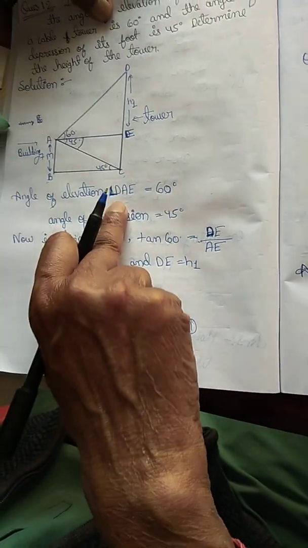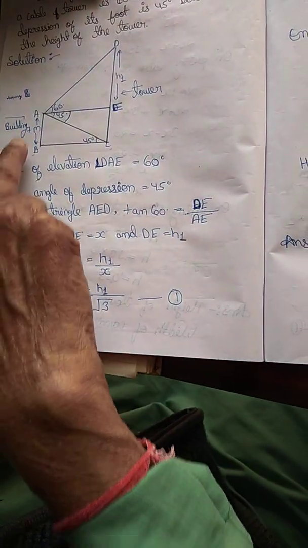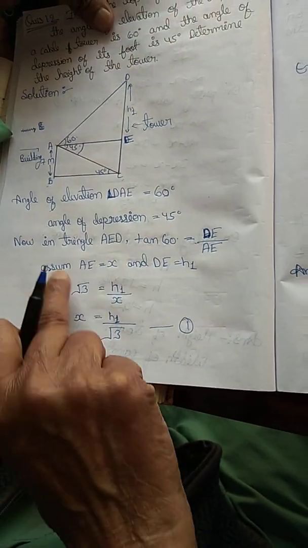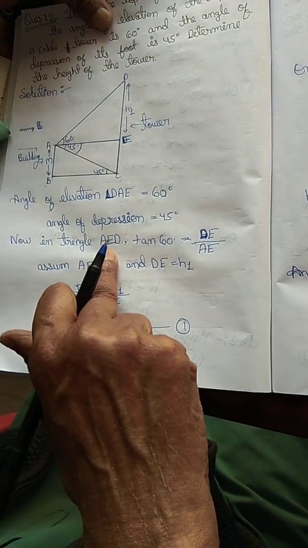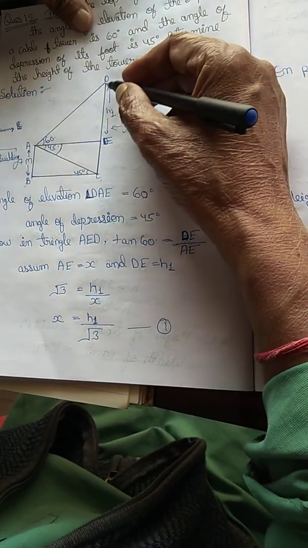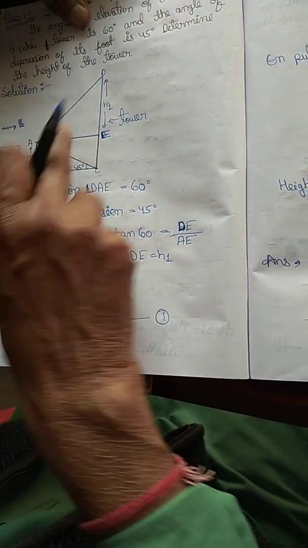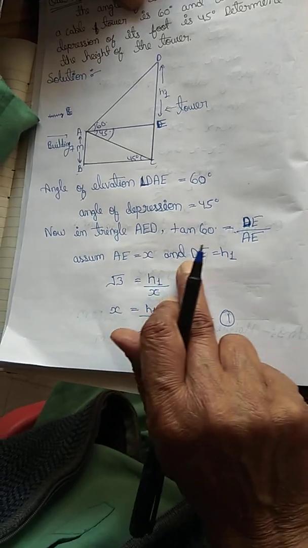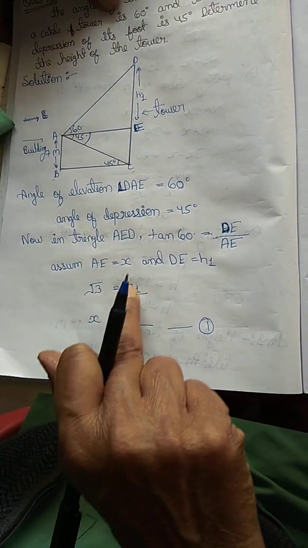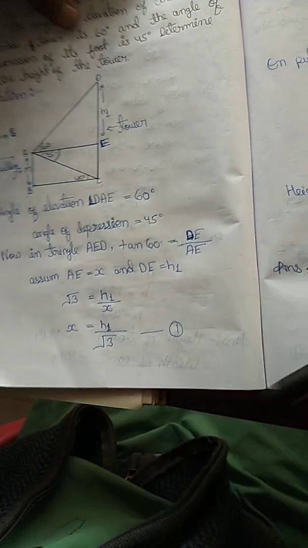Now the angle of elevation DA is 60 degrees, the angle of depression is 45 degrees. Now in the triangle AED, tan 60 is equal to DE upon AE. Assume AE as x, DE as h1. We get root 3 is equal to h1 upon x. So x is equal to h1 upon root 3.